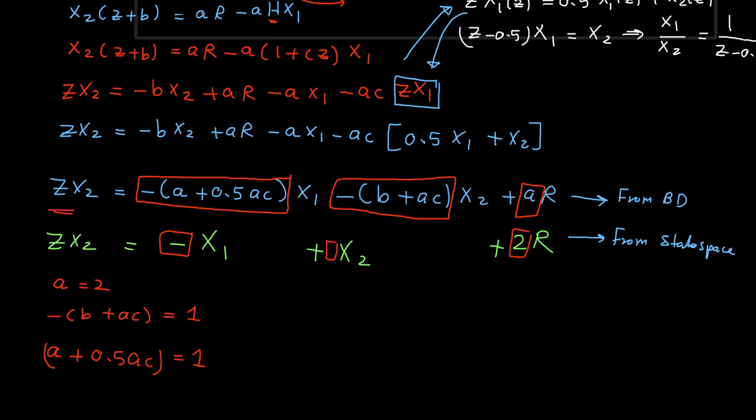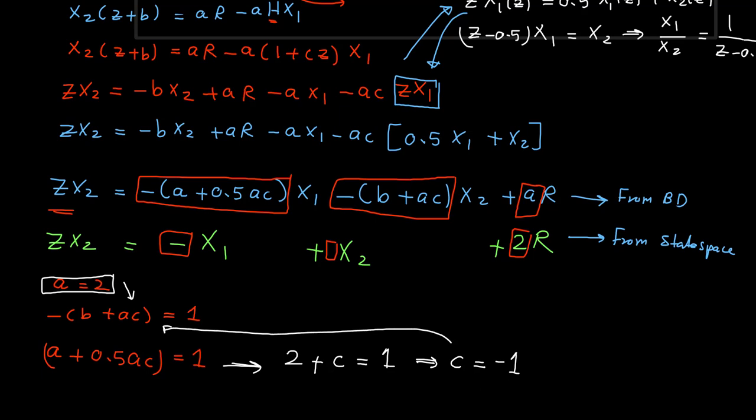Now here A is given. Already we have A equal to 2. So from here we can calculate the C. So minus 2 plus 0.5 multiplied by 2 C is 1. C equal to 1, which implies now C is equal to minus 1. And now we have the A and we have the C, so we can calculate the B. So here minus B plus AC equal to 1, which means that B is equal to minus 1 plus AC, and this will equal minus 1 plus 2, which will equal 1.